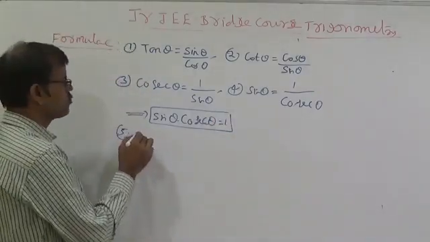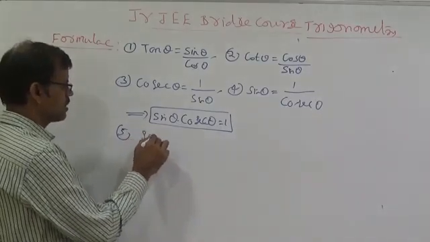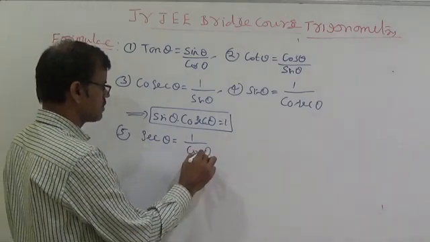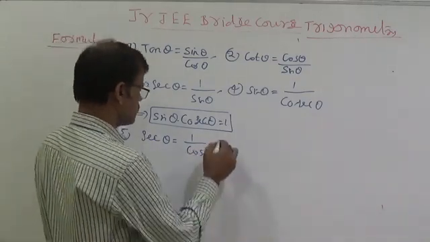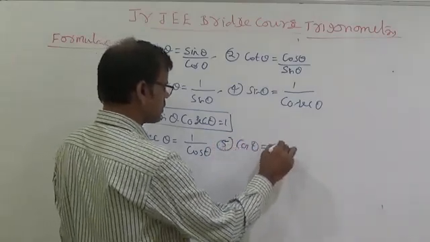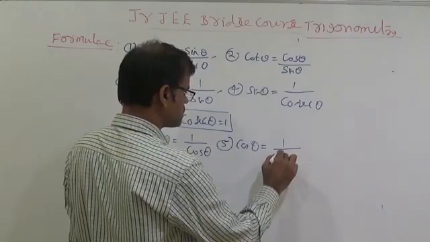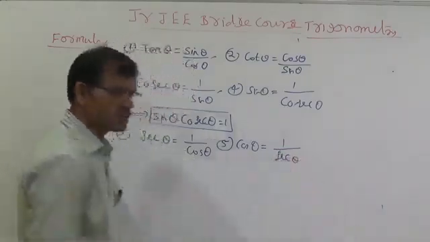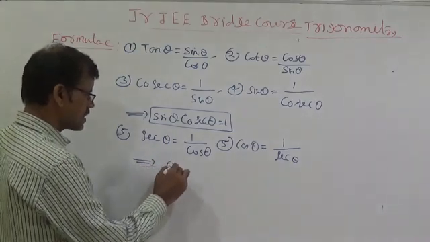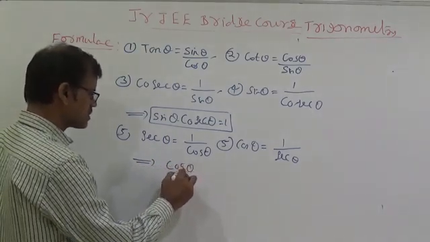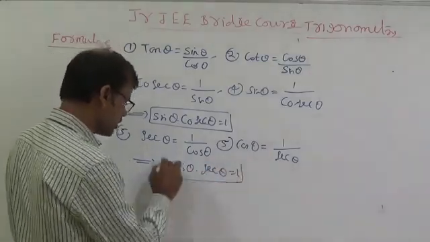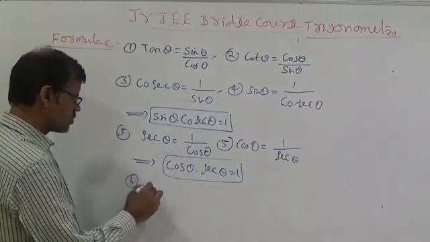Next, fifth one, secant theta is equal to 1 by cos theta, that is also written as cos theta is equal to 1 by secant theta. These are simply definitions. So by cross multiplication, cos theta into secant theta is equal to 1.